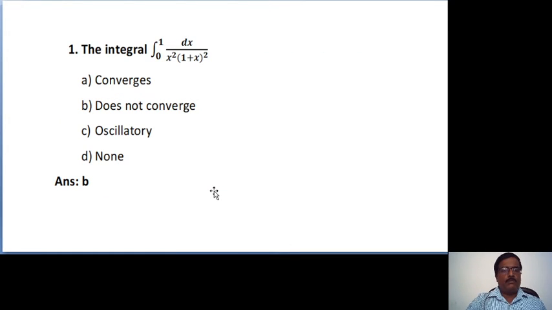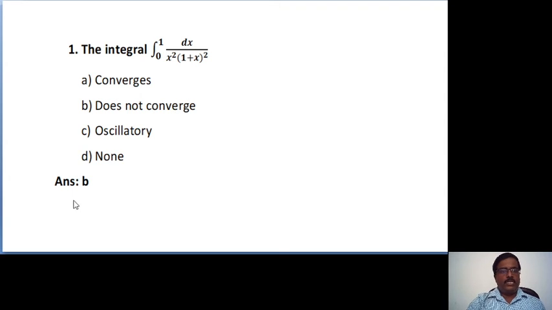These are some examples which I left for you to solve. Just try these problems. The integral from 0 to 1 of dx divided by x square into 1 plus x square: first option, it is convergent; second, does not converge; third, oscillatory; and fourth, none. Try to solve this problem using comparison test 1 and 2, and find the convergence of this integral.